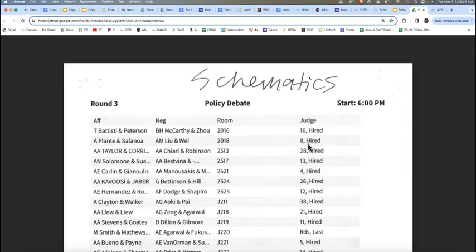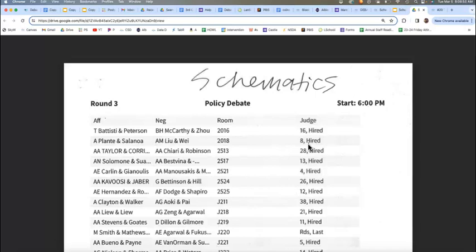So it says right at the top, this one's for policy. It doesn't say if it's novice or varsity, which means it's for all of them. It says it's round 3, and it has a start time. Ignore the start time. They are almost never accurate. It's a computer software program they use, and so it's going to put a start time there. Ignore it. Remember, your trick, whether or not you go to your next round, is which schematic it has up, right? So pay attention to which round, not the time.